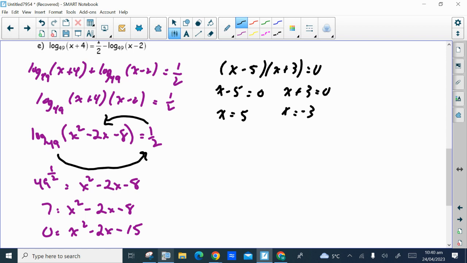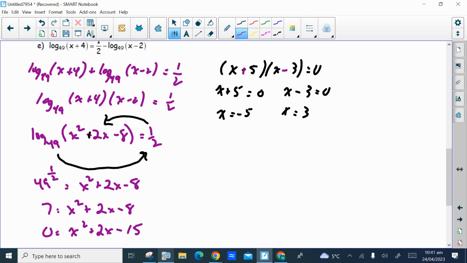Okay, sorry, I made a mistake here because it's going to be 4x minus 2x. It should have been positive 2x. Should have been positive 2x. Which means it's x plus 5 and x minus 3. So x plus 5 equals 0. x minus 3 equals 0. So x will equal negative 5 and positive 3.